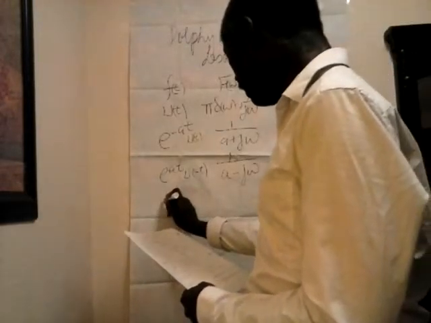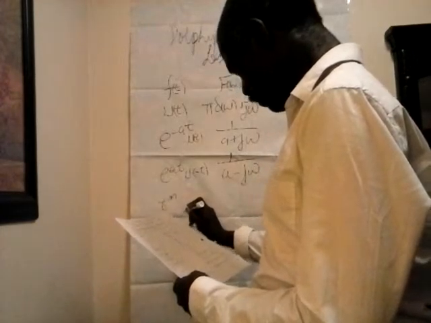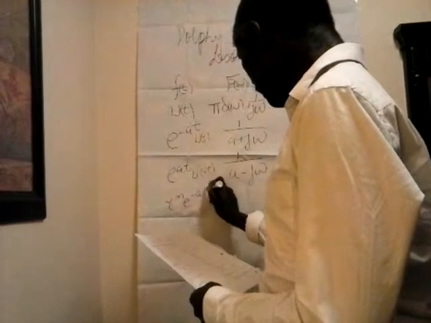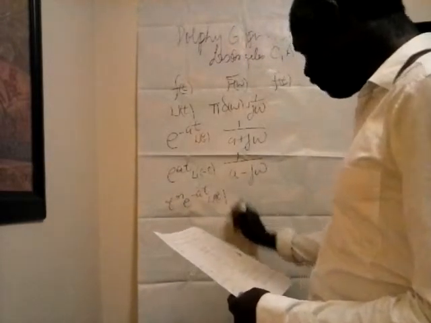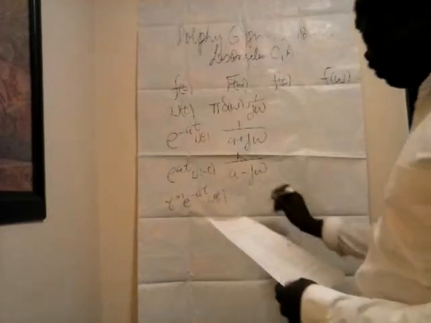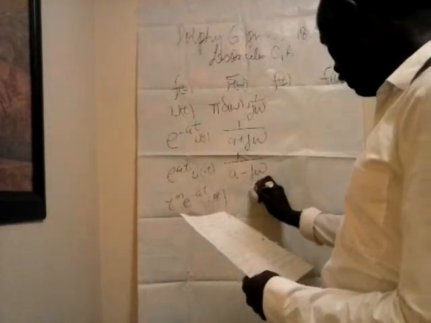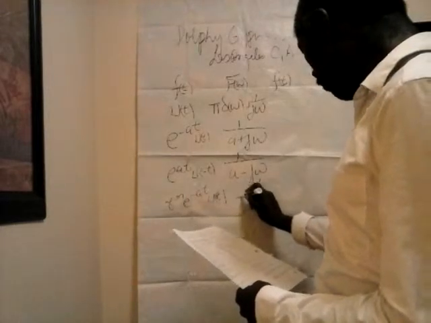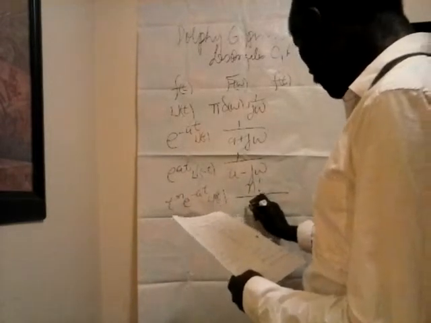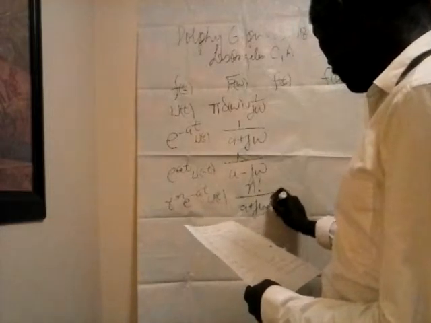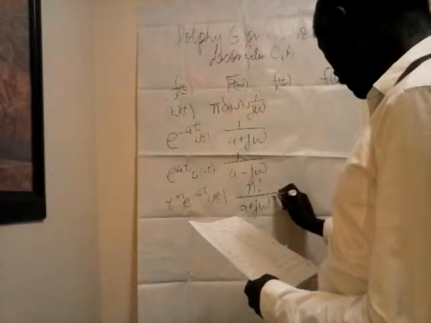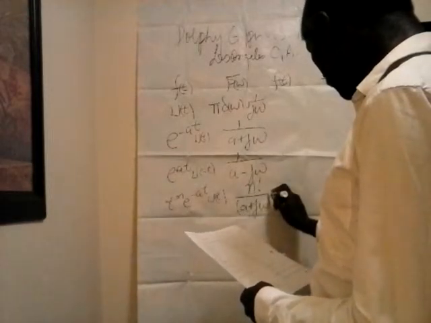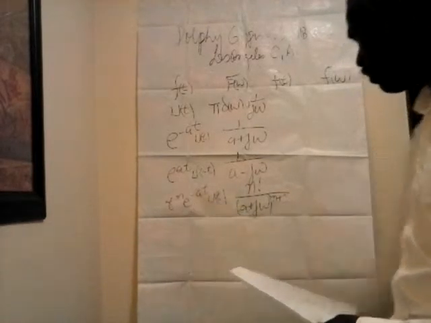For this function now, t to the n, e to the minus at, unit step, we know that the Fourier transform would be n factorial over a plus j omega to the power n plus 1. And both would form now a Fourier transform pair.